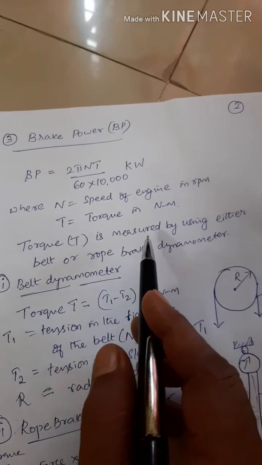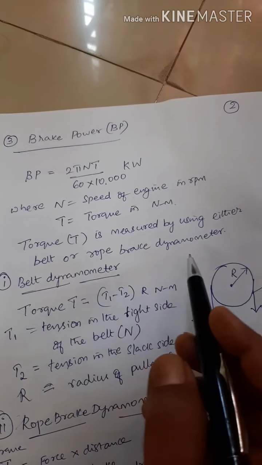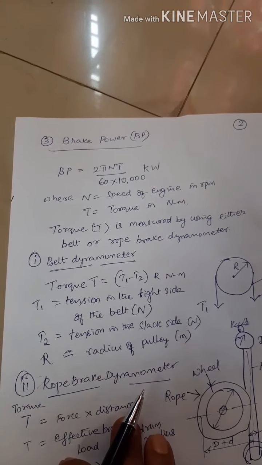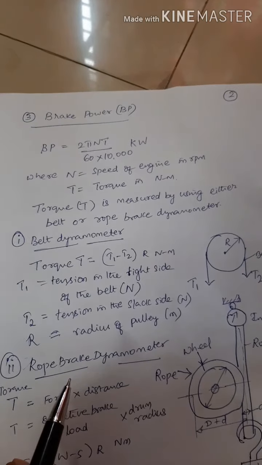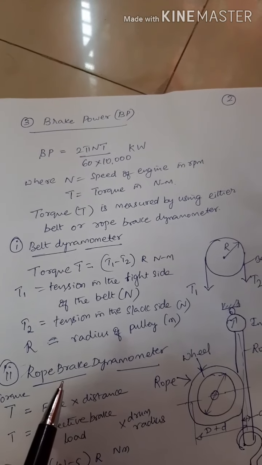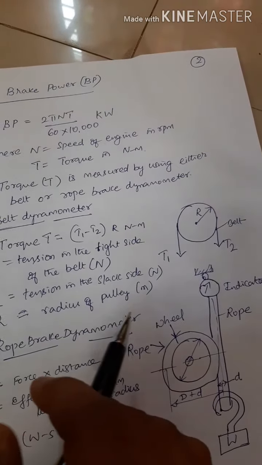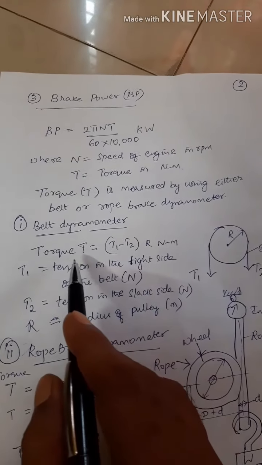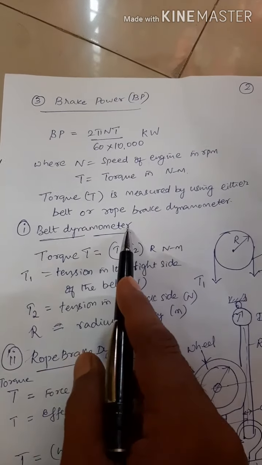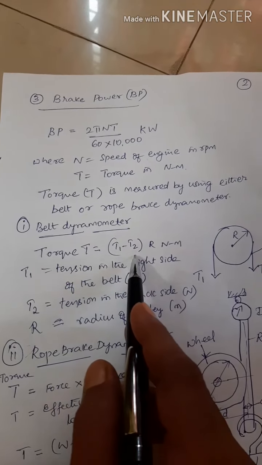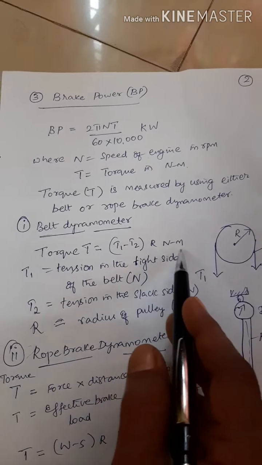Torque is measured by using either a belt or a rope brake dynamometer. So we have to measure the torque with the help of a belt dynamometer or a rope brake dynamometer. For this, two formulas are there. First, how to find the torque using the belt dynamometer. Torque T is equal to (T1 minus T2) into R Newton meter.